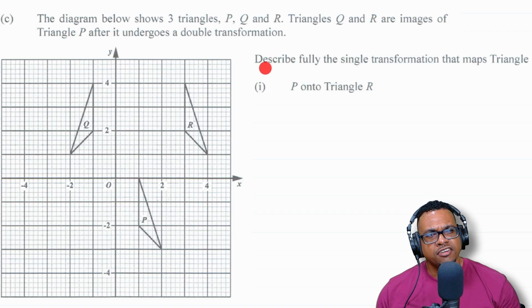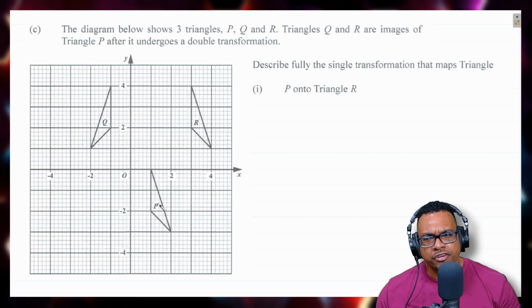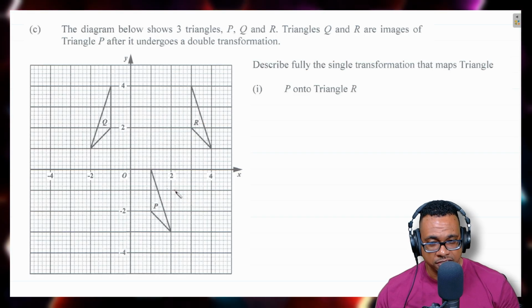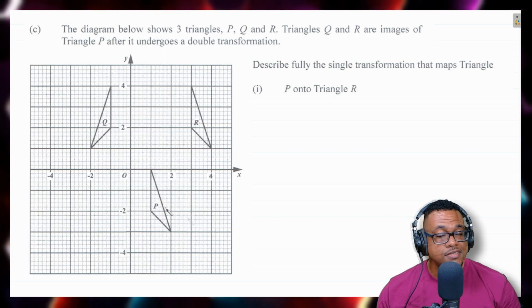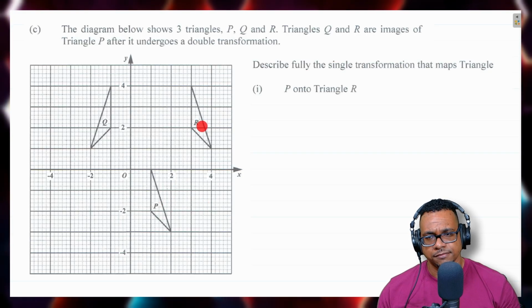So here they want us to describe fully the single transformation that maps triangle P onto triangle R. So P is the object, R is the image. Now if you're looking at P and R, we've seen that P and R are looking exactly the same size, it's in the same orientation, and anytime we have same size and same orientation, we think translation, which is a slide. So let's see how triangle P has been translated horizontally and vertically.